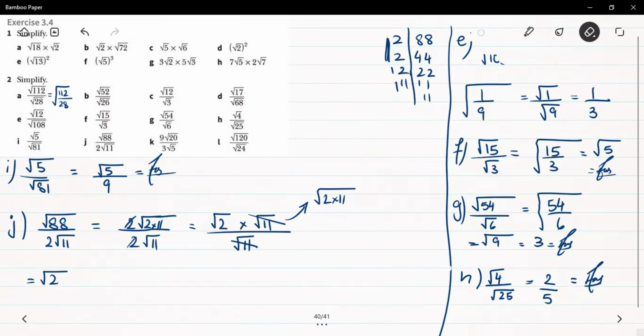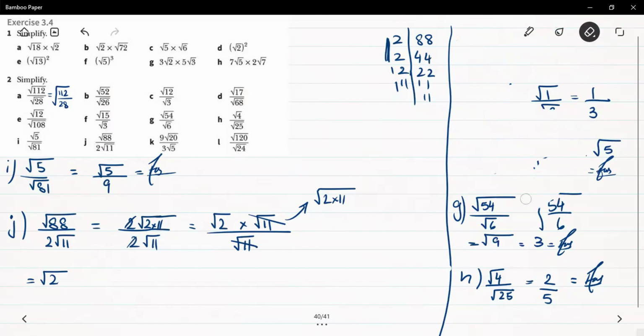Let me just erase some part of this one so I can fit the rest of the questions in.